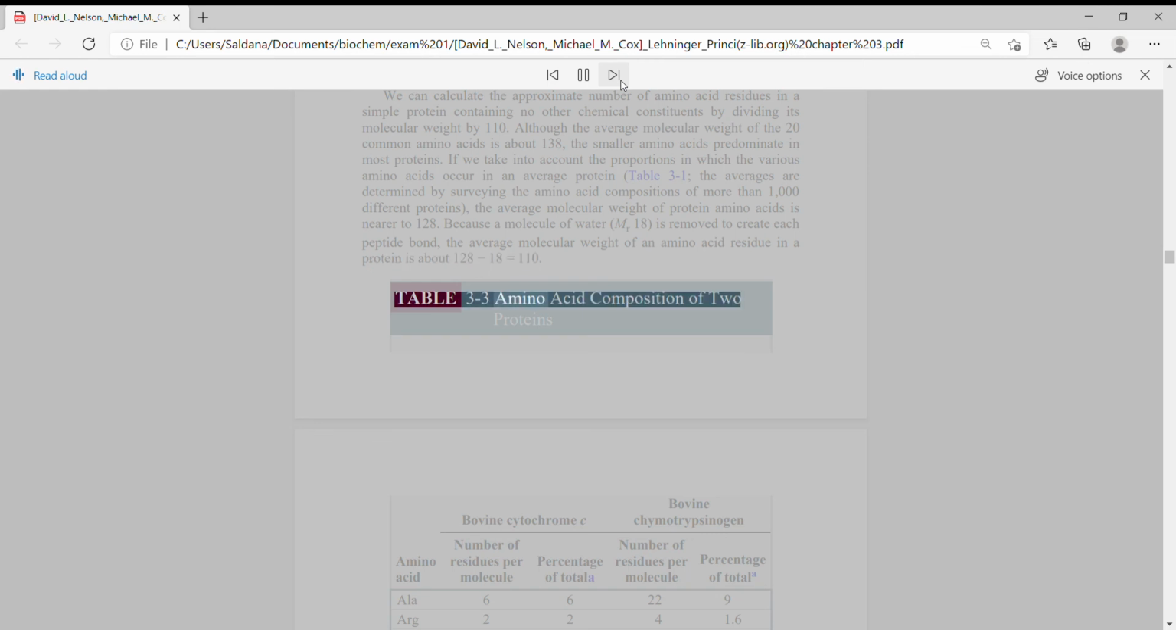Table 3-3: Amino acid composition of 2 proteins, bovine cytochrome c and bovine chymotrypsinogen. Amino acid, number of residues per molecule.